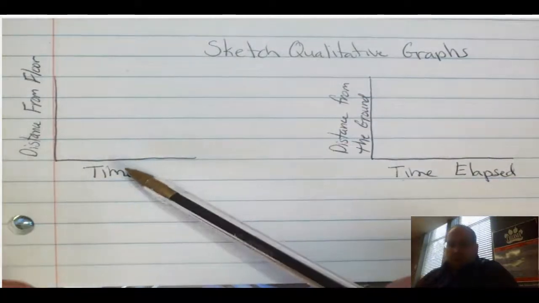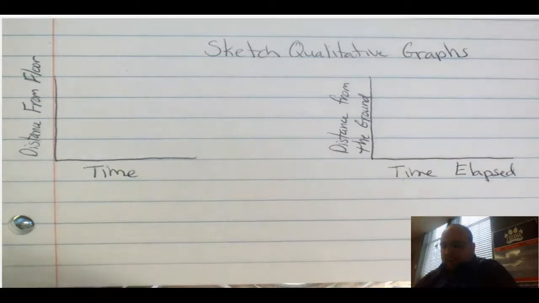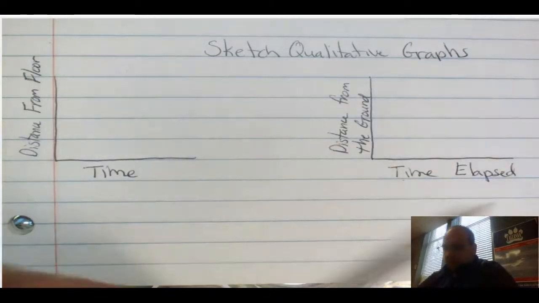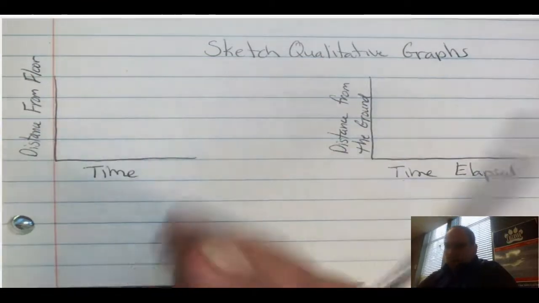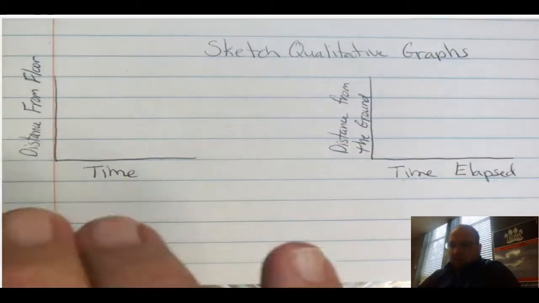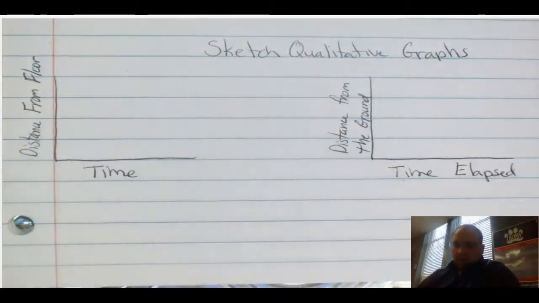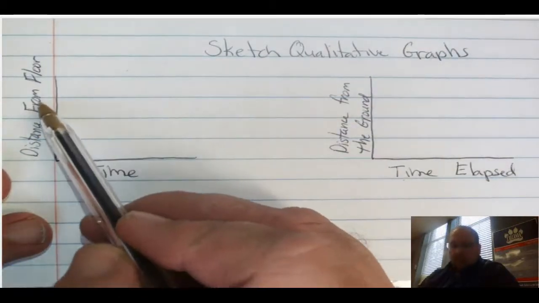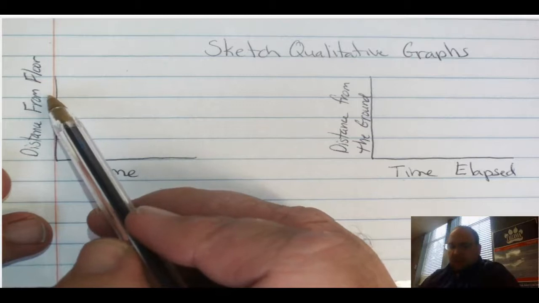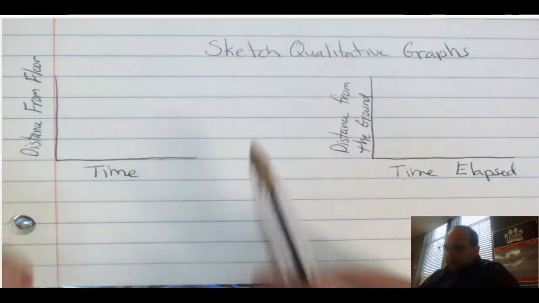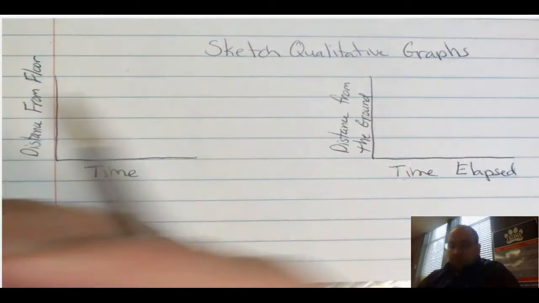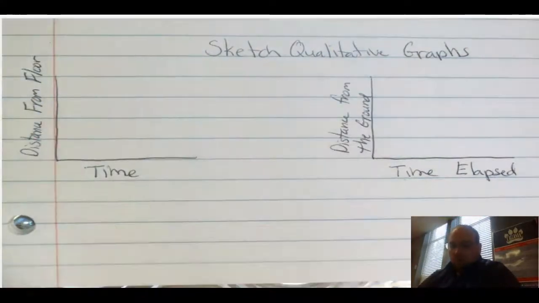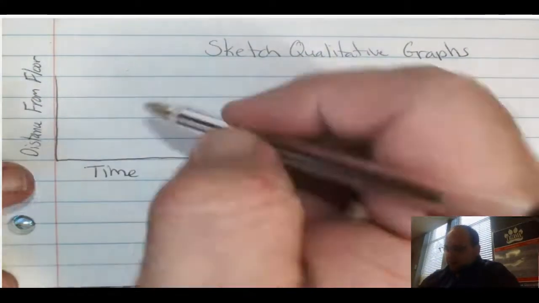The first example I have is a tennis ball being dropped from a location. In this first scenario, I'm going to climb up to the top of the ladder, and I'm going to drop a tennis ball. I want to show a qualitative graph of the distance from the ground, or from the floor, of the tennis ball over a period of time, from the point when I drop it to the point where it stops and is no longer bouncing.